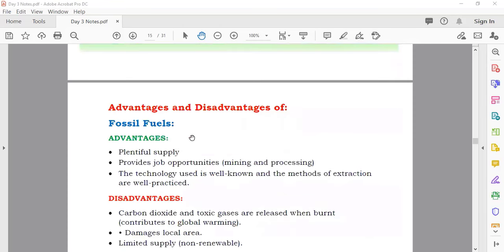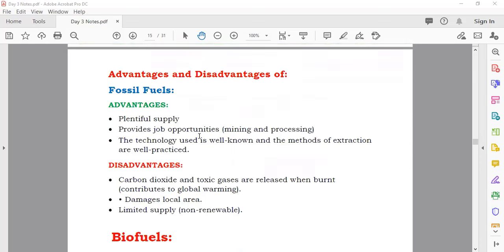Okay. Now here we will see the advantages and disadvantages. Whatever the sources of energy we discuss now, in which we have wind energy, geothermal energy, nuclear power stations, hydroelectric, we will see the advantages and disadvantages also. Please pay attention because it is also important for you in physics. The same thing is replicable there.